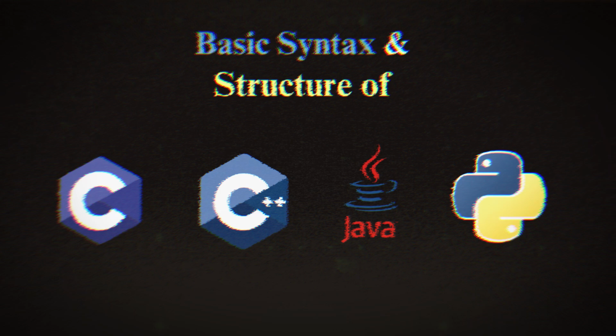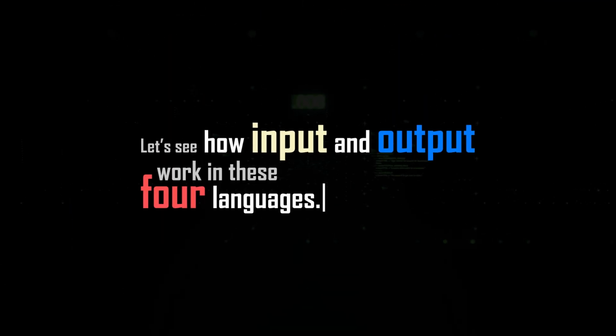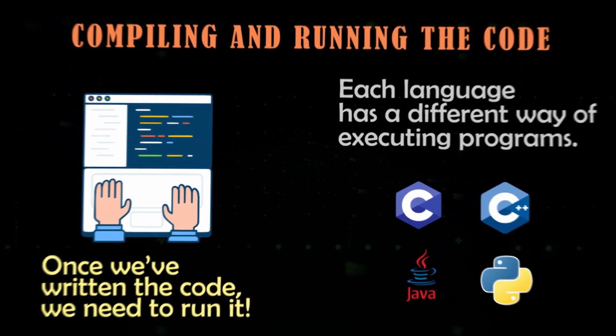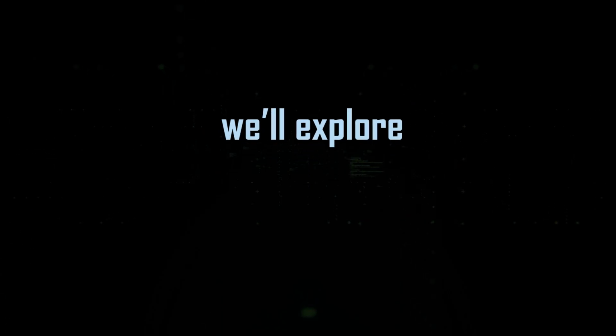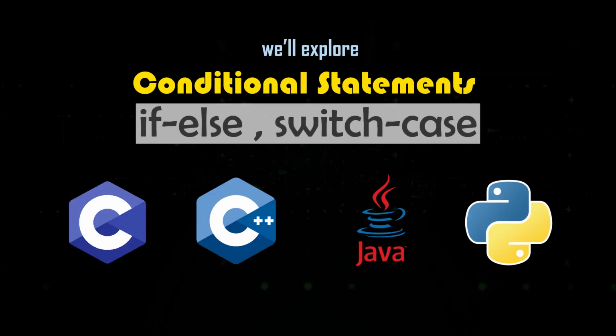And there you have it. We've covered the basic syntax, program structure, variables, input, output, operations, and how to run programs in C, C++, Java, and Python. In the next video, we'll explore conditional statements, if-else, switch case, in all 4 languages.